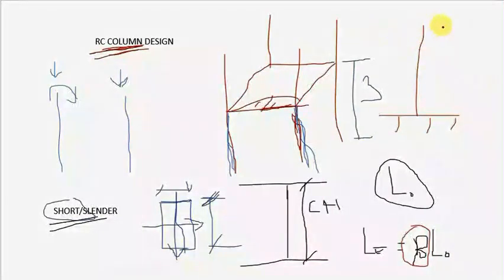It is free to move. So depending on the type of restraint you have on the top, you can get your values for beta. And this also depends on whether it is a braced structure or an unbraced structure, because if it is braced, then the value of beta is different. If it is unbraced, the value for beta also changes. So you have to know.